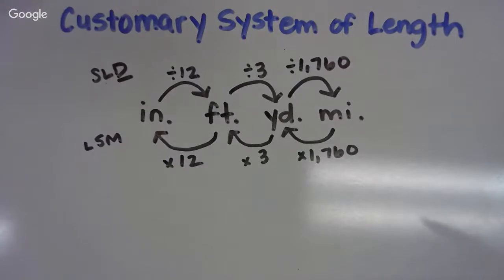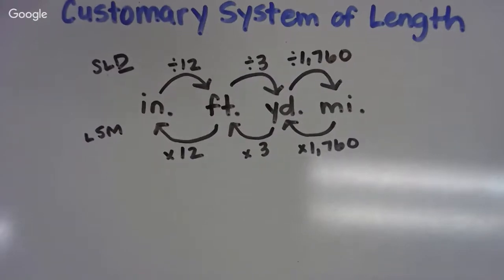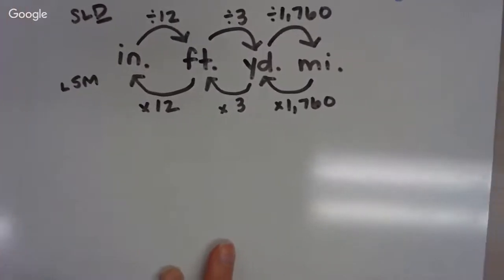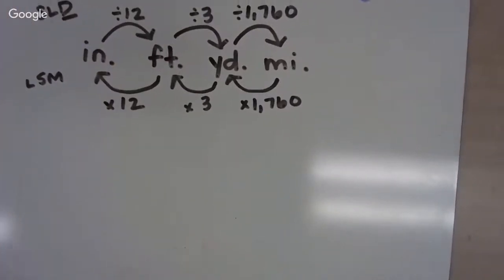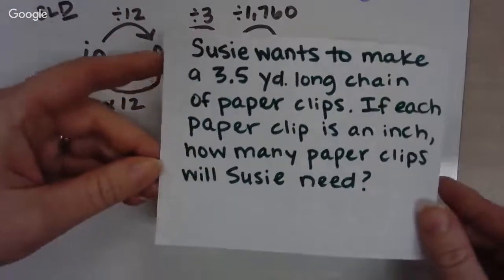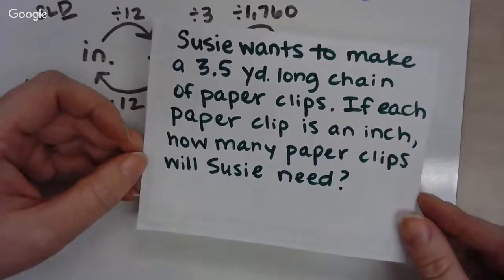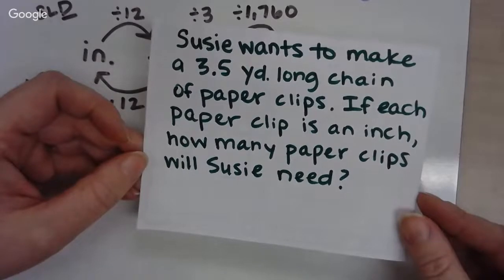Now that we've had an opportunity to build our customary system of length chart, let's try a question, and let's use that chart to answer our question and kind of see how it works. So within the customary system of length, we could be asked a question with any 4 of these units. When you get your question, first of all, you carefully read that question, looking for your unit words so that you know which system of measurement you are using.